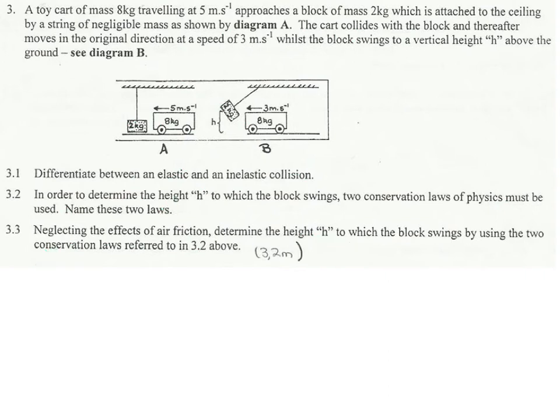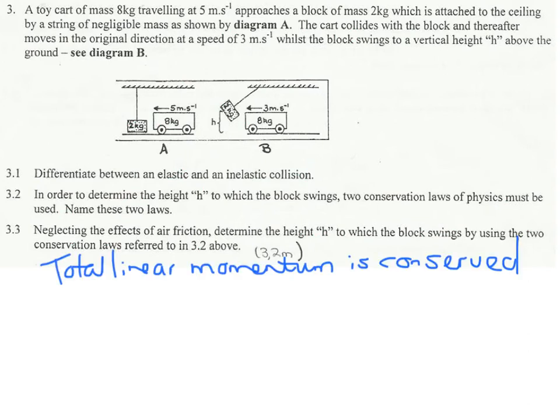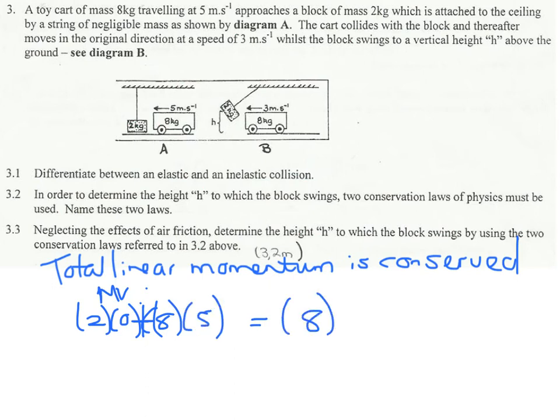So let's go. Starting with linear momentum. We are going to say total linear momentum is conserved. And therefore we can say that the mass times the velocity of each of the objects before is equal to that afterwards. So I'm going to say 2 kilograms was stationary, plus 8 kilograms was moving at 5 meters per second. That will be equal to 8 kilograms is moving at 3 meters per second. Notice that they both have the same direction and therefore the same sign, and I've chosen it to be positive.